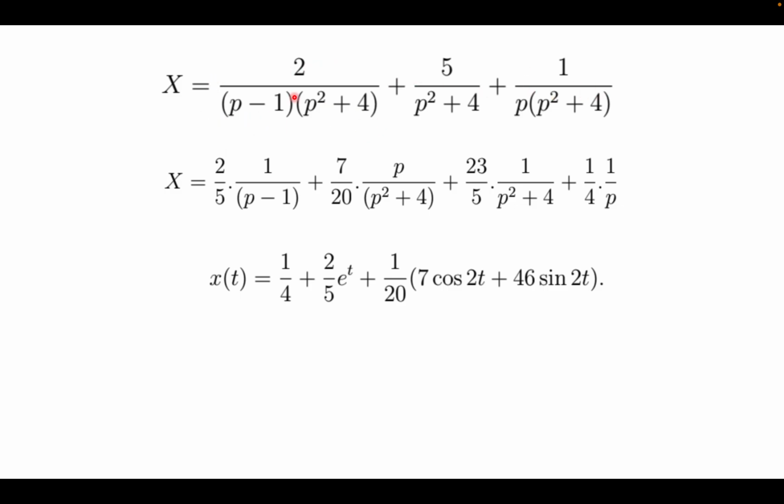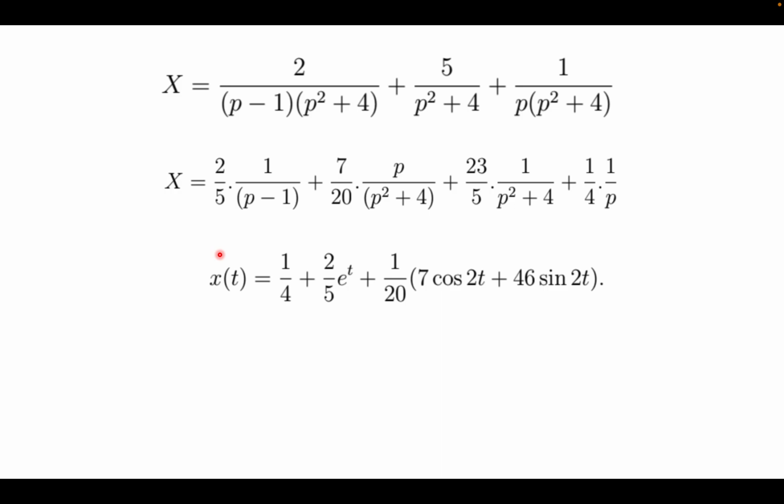Now, in order to solve this, you can use partial fractions. After using the partial fractions, which you already know, you can express the Laplace transform of small x of t as capital X is equal to 2 upon 5 times 1 upon p minus 1 plus 7 by 20 times p upon p square plus 4 plus 23 by 5 times 1 upon p square plus 4 plus 1 upon 4 times 1 by p, right? And now you just need to take the inverse Laplace transform of this, because the Laplace transform of small x of t is capital X.